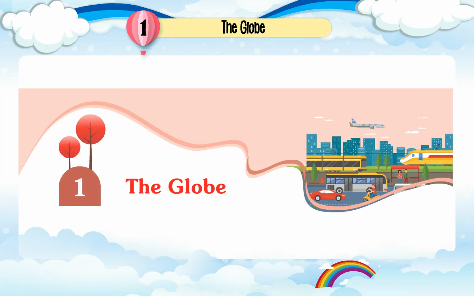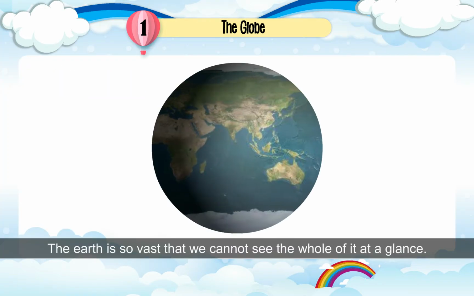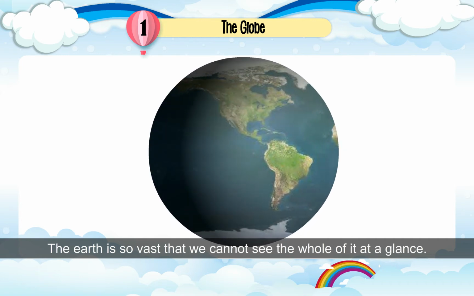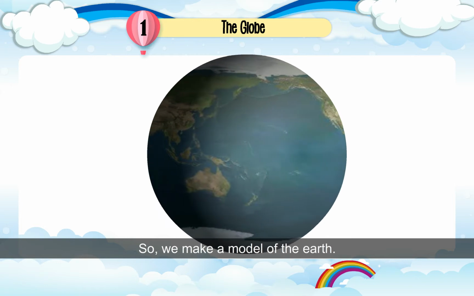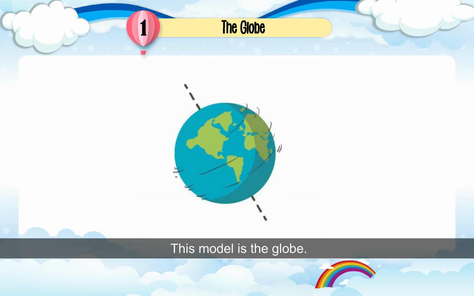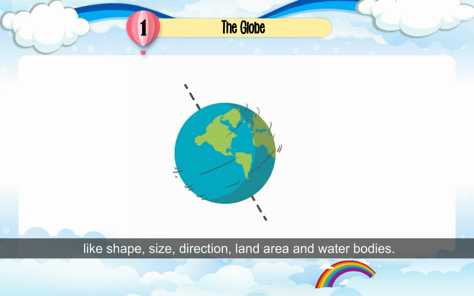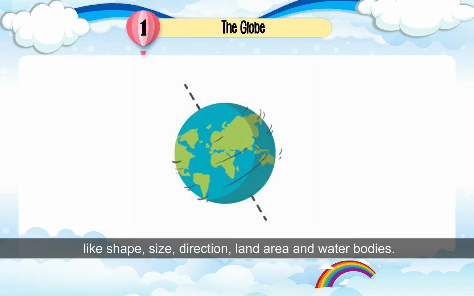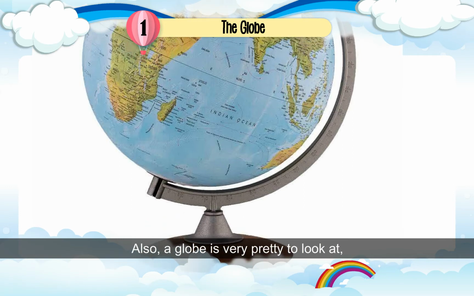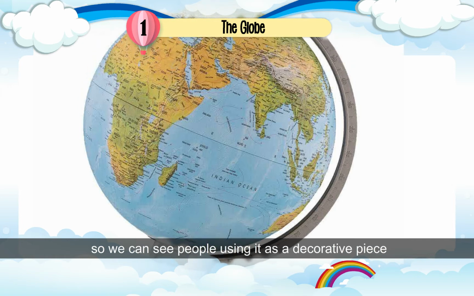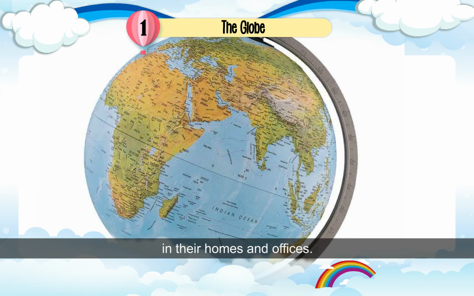Chapter 1: The Globe. The Globe and I. The earth is so vast that we cannot see the whole of it at a glance. So, we make a model of the earth. This model is the globe. It helps us to study the earth as a whole as well as its important features like shape, size, direction, land area, and water bodies. Also, a globe is very pretty to look at, so we can see people using it as a decorative piece in their homes and offices.